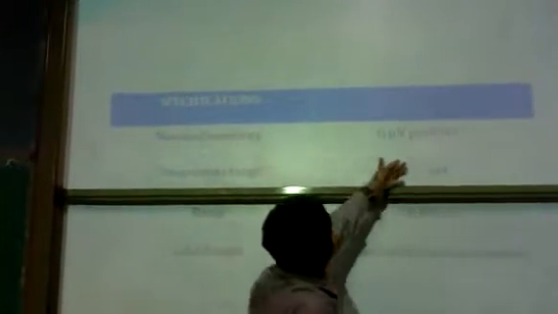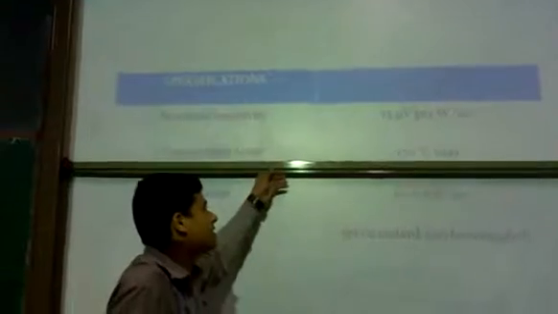Its specifications are: nominal sensitivity is 15 microvolt per watt per meter square. Temperature range is 170 degrees centigrade maximum. Range is 0 to 6 kilowatt, and cable length is 3 meters, which is standard or can be extended.